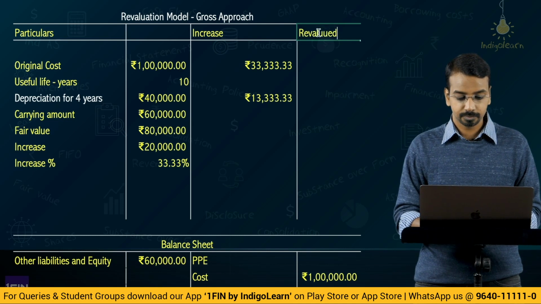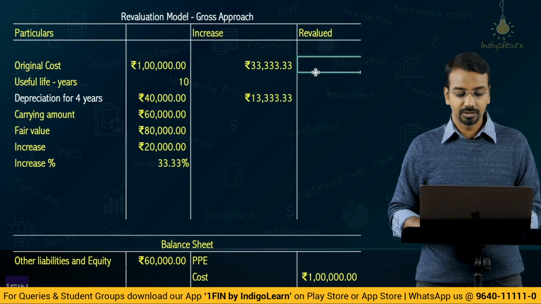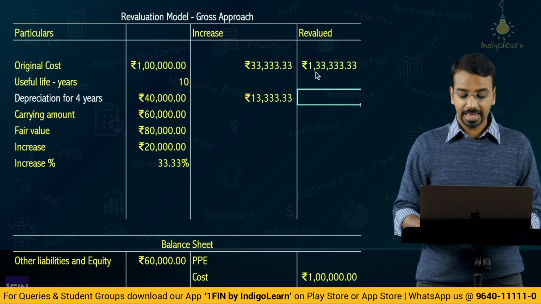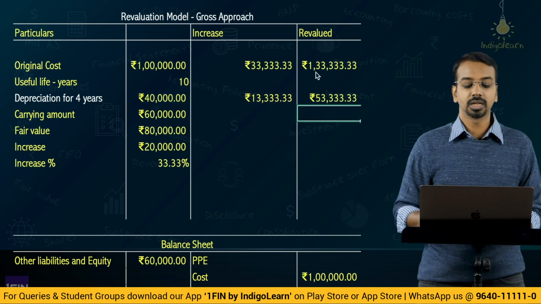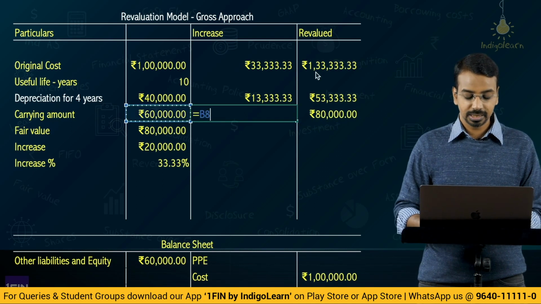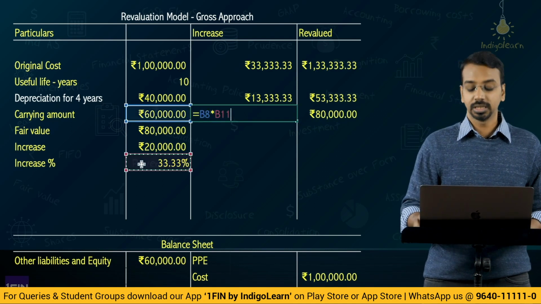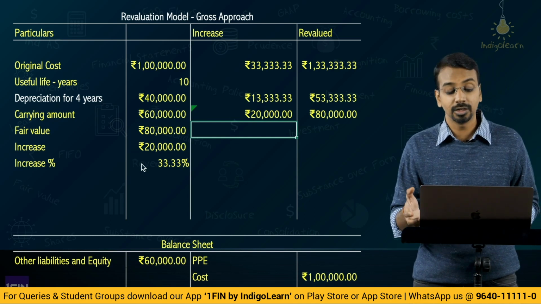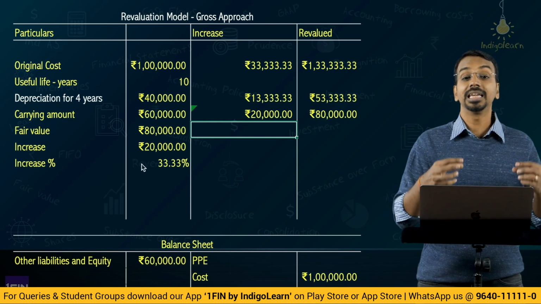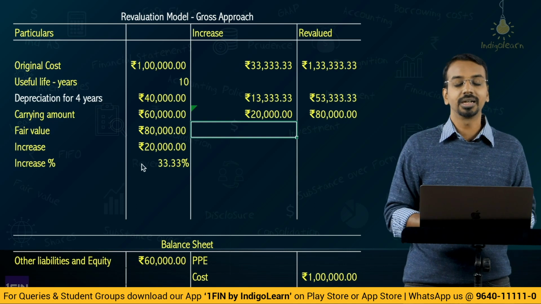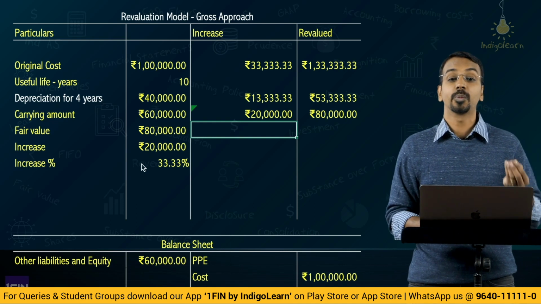So, what is my revalued amount? My revalued amount is 1 lakh plus 33,333 and 40,000 plus 13,333. If you see the carrying amount, this minus this, it becomes 80,000. So, the increase is this multiplied by 33.33%, that is 20,000. So, what did we do? We increased the original gross value by 33.33%. We increased the accumulated depreciation by 33.33%, which resulted in increase in carrying amount by 33.33%.